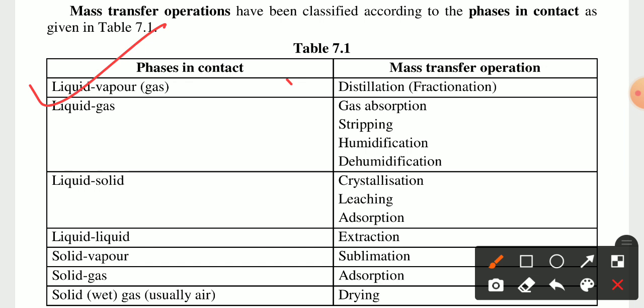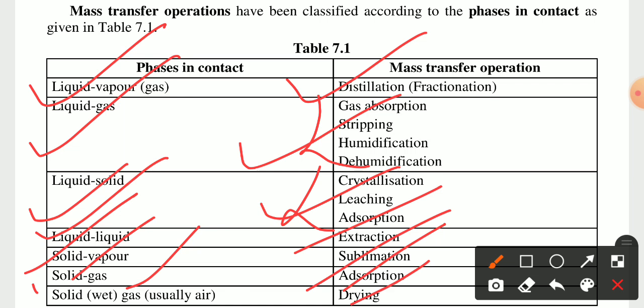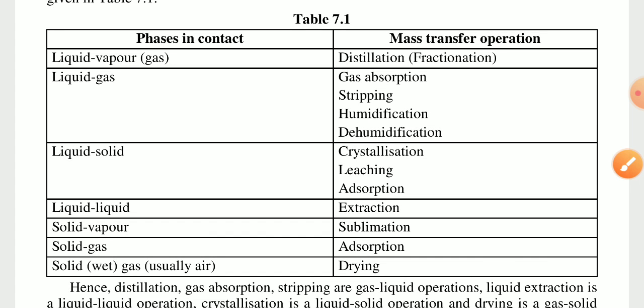Okay, liquid-vapor is distillation; liquid-gas has 4 points. Liquid-solid has 3 points: crystallization, leaching, adsorption. Then liquid, solid-vapor, solid-gas, solid-solid: extraction, sublimation, adsorption, drying. Okay, all these points. Look at the complete table, point by point.